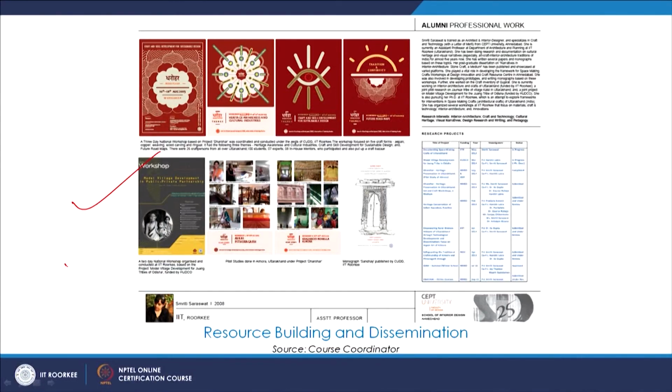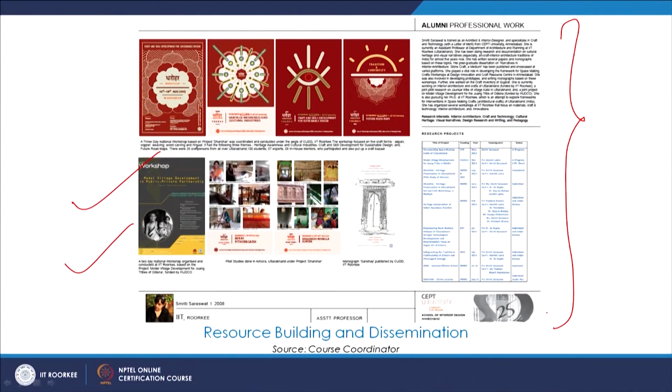Also through word of mouth, when people come for a certain seminar or workshop or project discussion or brainstorming, there are a lot of people, a lot of stakeholders who come together. There is networking, there is data discussion, knowledge sharing, data generation, and then the knowledge transfer happens. So that's how the resource building and the dissemination part is taken care of.